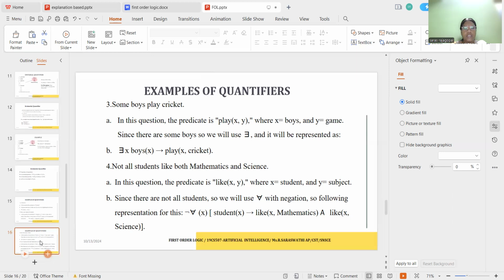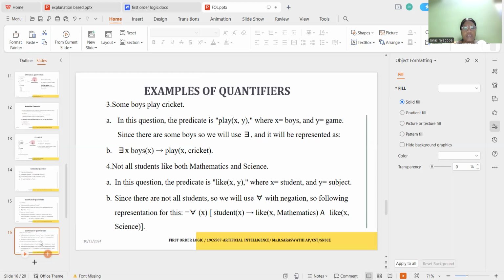Not all the students like both mathematics and science. Not all, that is negation. Predicate is likes of x comma y, where x is a student and y is a subject. For all the students, so we will use for all x. Since not all the students, we have to use the negation symbol. Negation for all x, student of x, which implies likes of x comma mathematics and likes of x comma science.